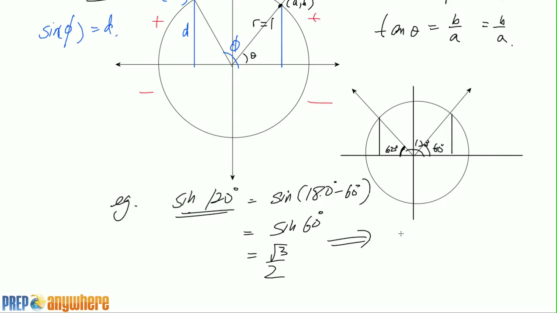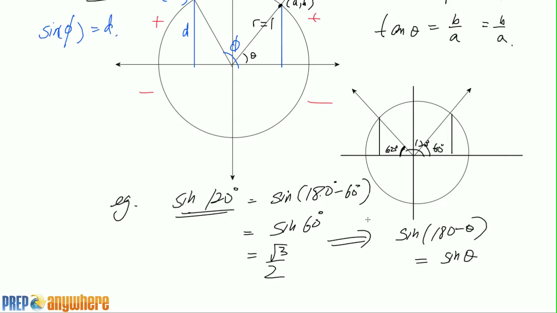So in general we can say this: sine of 180 minus theta will always equal sine of theta. The sine, the height of 180 minus theta, will equal just sine of theta's height.